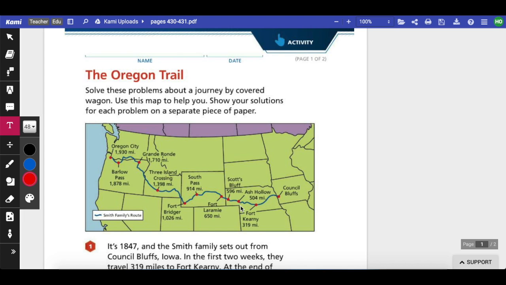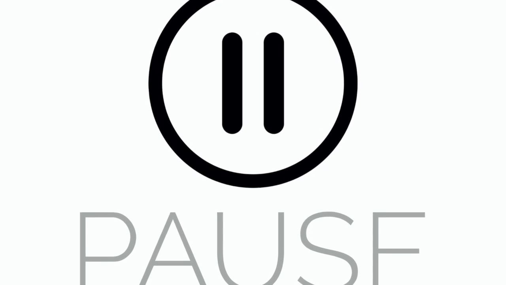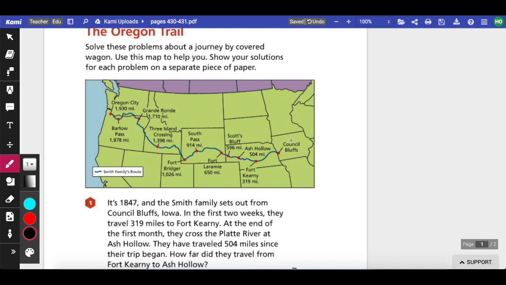Pause me and think about what their next stop was and how many total miles they've traveled so far at this next stop. Their next stop was Scotts Bluff, and at this point they traveled 596 miles from Council Bluffs. They started all the way over here and traveled this whole trail until they stopped in Oregon City. From Council Bluffs to Oregon City, the Smiths traveled a total of 1,930 miles.